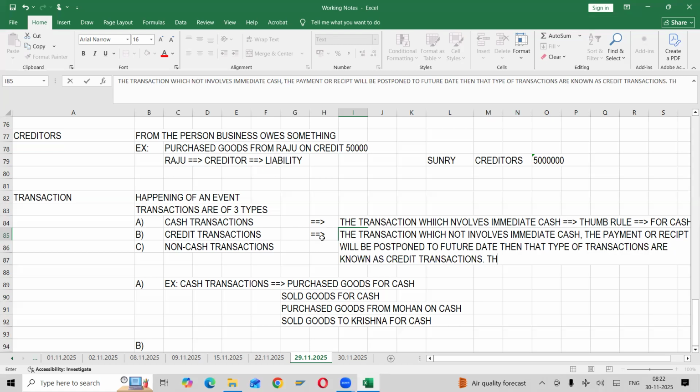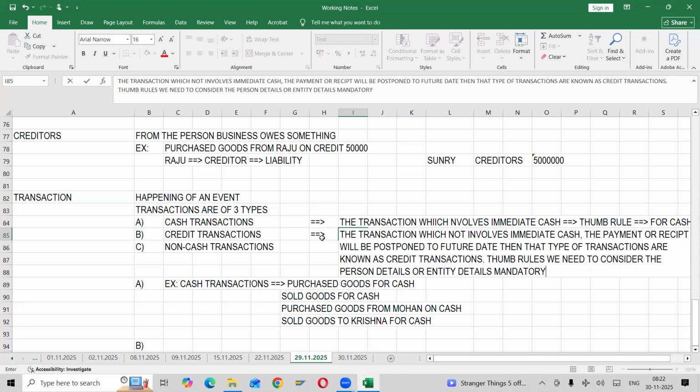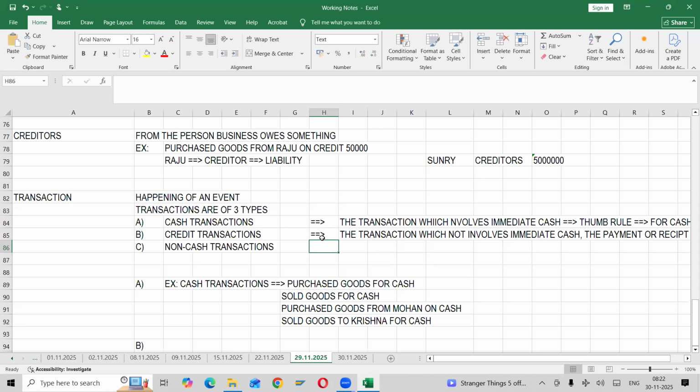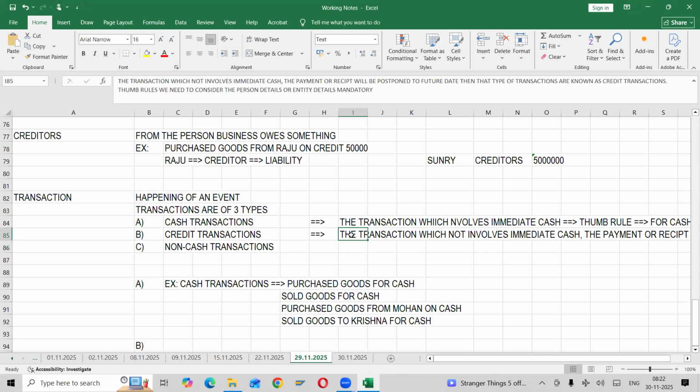Clear? So what is the thumb rule? We need to consider the person details or entity details mandatory. Entity details mandatory. Clear, everyone? Any question on this? The transactions which do not involve immediate cash, where the payment or receipt is postponed to a future date, are considered as credit transactions.